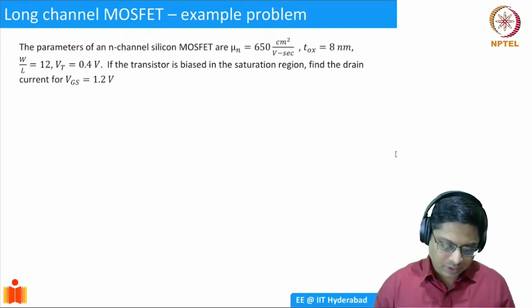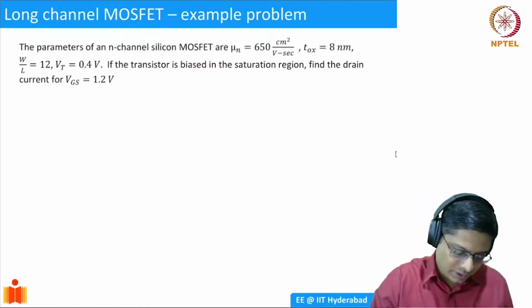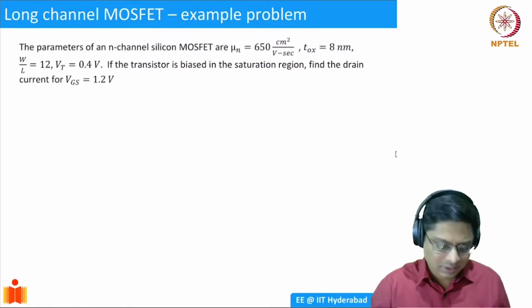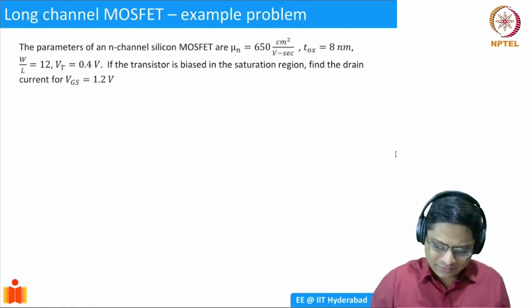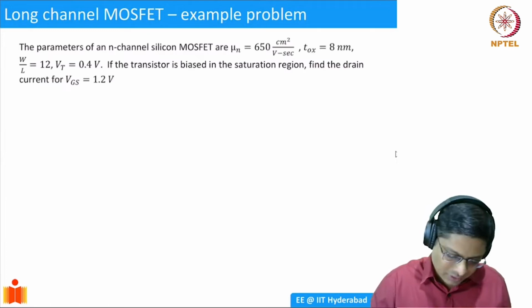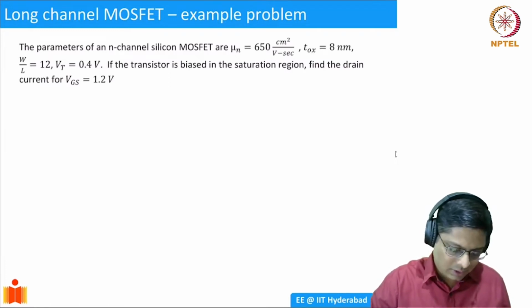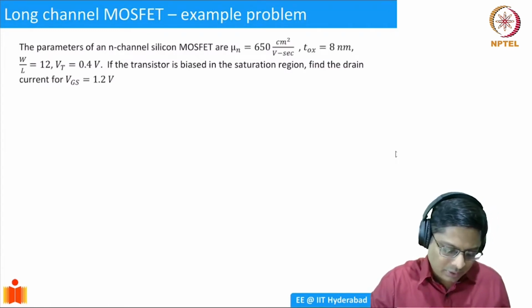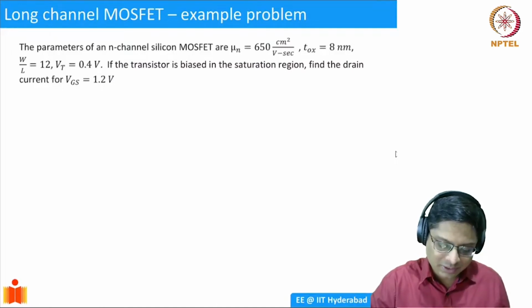All right, let's see what happens with this problem. I believe I've taken it from the textbook. I'm not very sure, but anyway. The parameters of an N-channel MOSFET are given as mobility, which is 650 centimeter square per volt second. Tox is given to you, W by L is given to you, Vt is given to you. If the transistor is biased in saturation regime, what is the drain current for VGS equal to 1.2 volts?